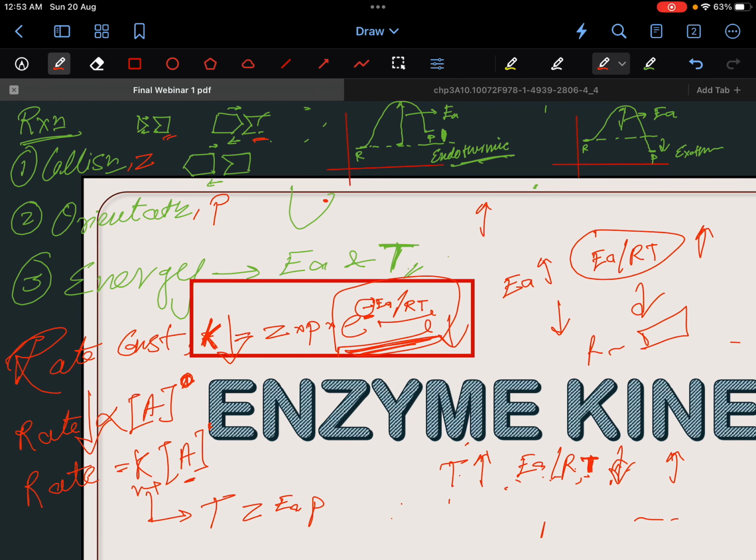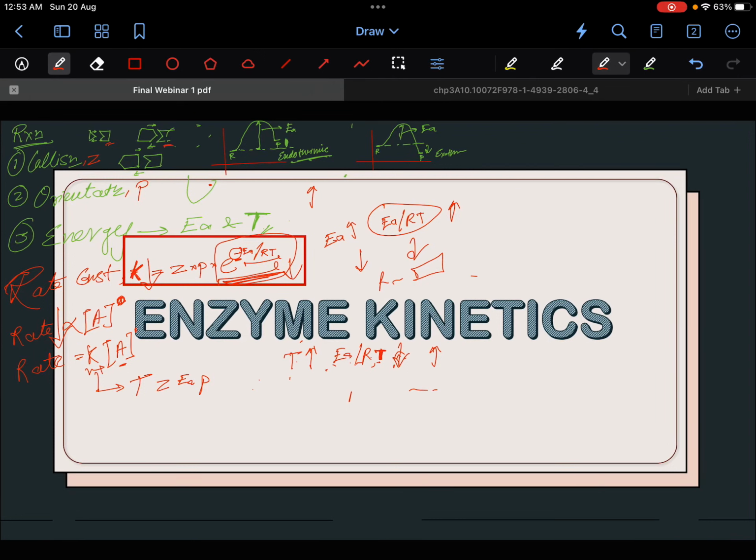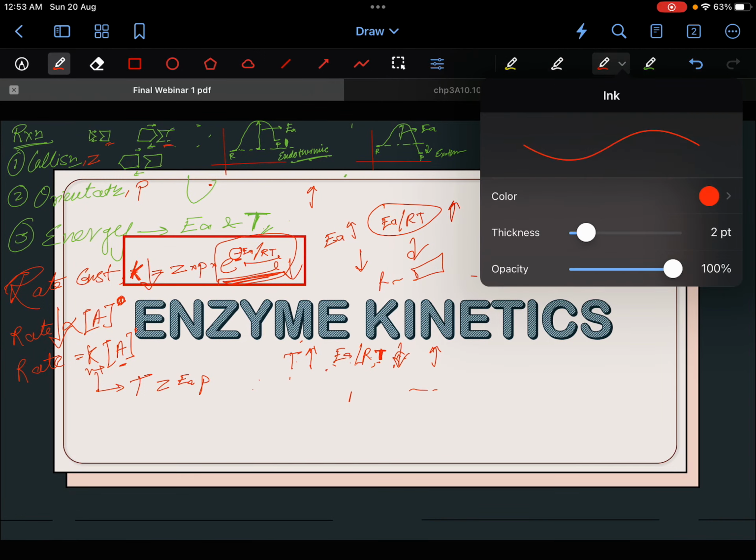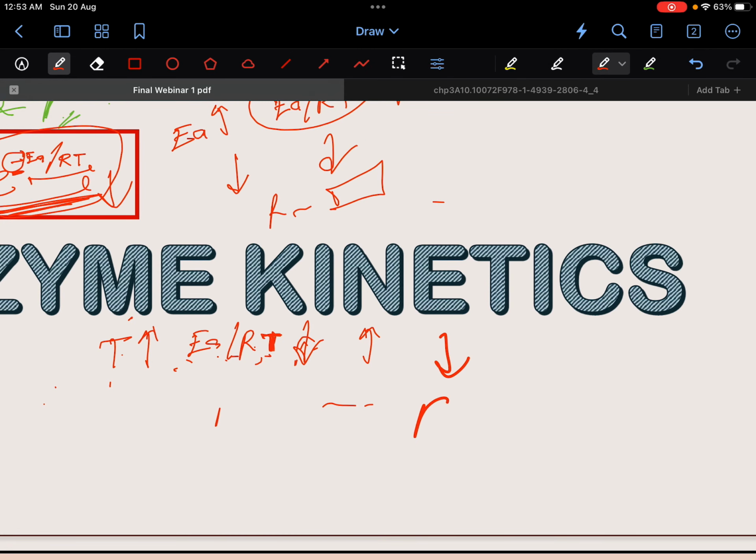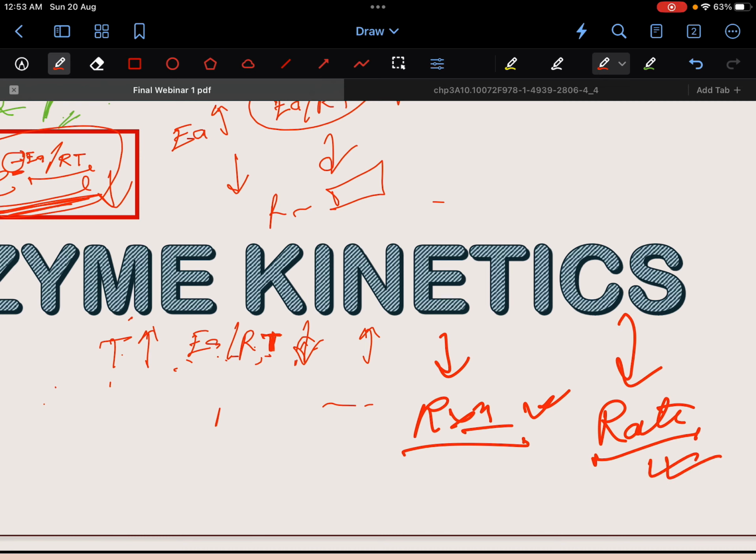That is why the enzyme comes in: it actually decreases the activation energy. Whenever we hear the term enzyme kinetics, there are a few terms that come to mind. One is reaction, and I explained the parameters of reaction. Another is rate of reaction. That is, rate is equal to the rate constant times substrate concentration to the power n. If n is 0, it is zero order, 1 is first order, 2 is second order reaction.